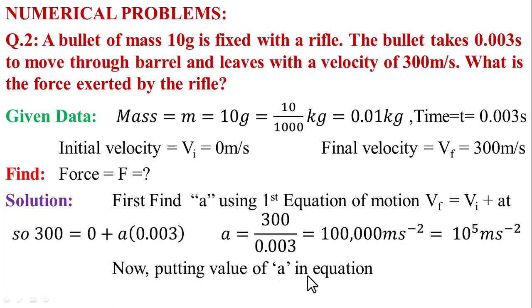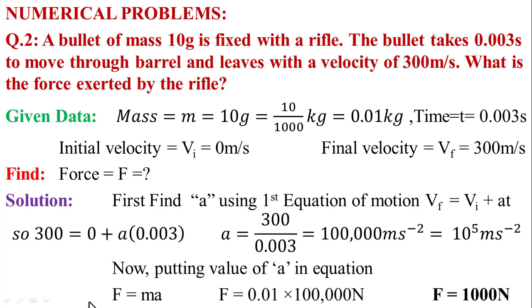Now putting the value of a in the equation, F is equal to ma. Here F is equal to ma, then F is equal to the value of mass m, 0.01 multiplied by 10 raised to power 5 Newton, that is equal to 1000 Newton. So force F is equal to 1000 Newton.